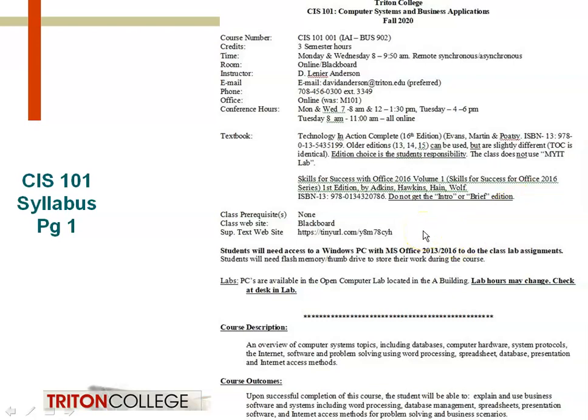The administrative information includes the class prerequisites, and for CIS 101 there really are none. The fact that we will be doing this remotely on Blackboard, and the supporting text website. You can go there and you can look up supporting materials for the text, although you're going to find the files and everything are parked in course content here on Blackboard for you.